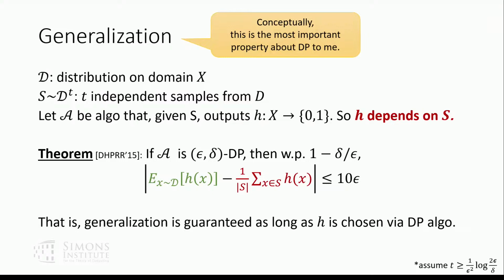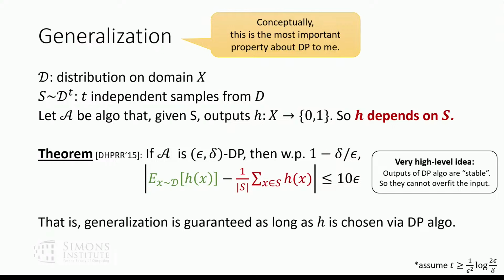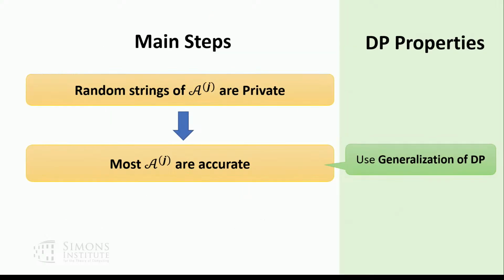Even if H is adaptive, it doesn't matter. If it is chosen by a private algorithm, you get generalization. And this makes sense because the output of a private algorithm is stable enough, right? Such that this H cannot manage to overfit the sample. But we would take this, we'll just believe this, and we'll see how to use it.